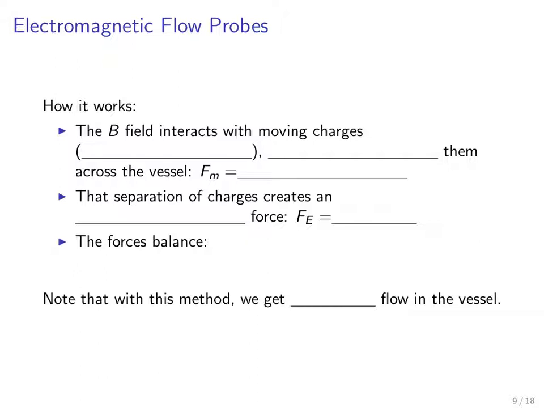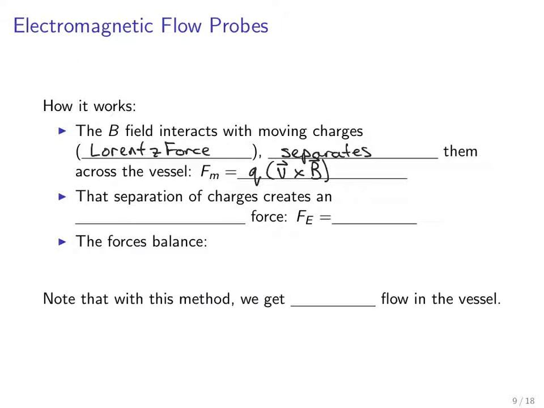So again, the magnetic field interacts with the moving charges, and this is determined by the Lorentz force, and that separates them across the vessel. That is, the force that they're experiencing is equal to their charge, Q, times the velocity, which is a vector quantity, cross product with the magnetic field B.